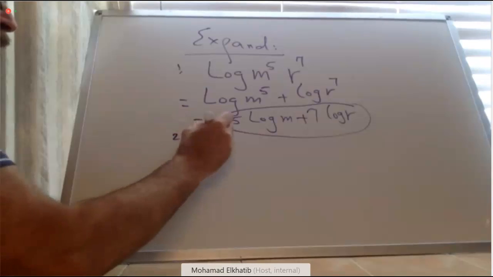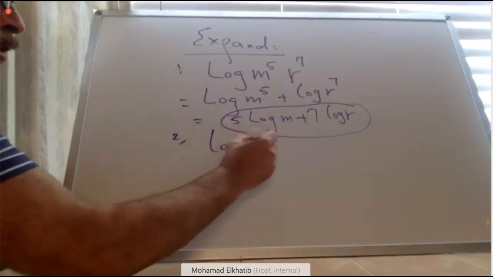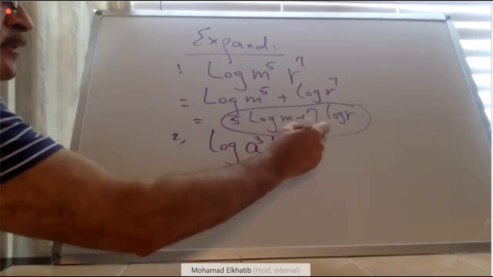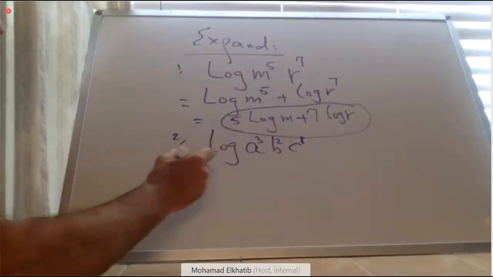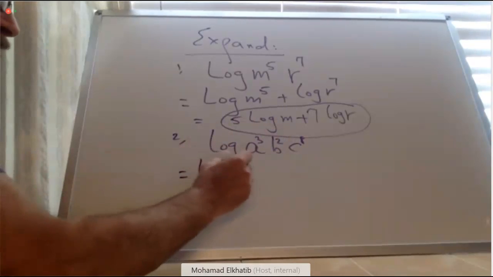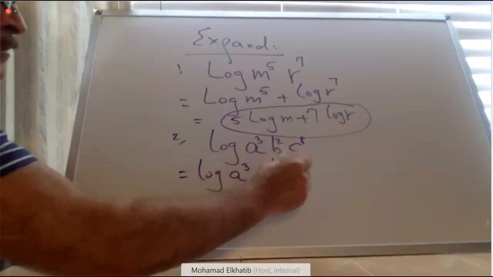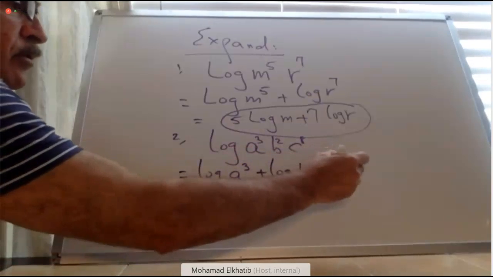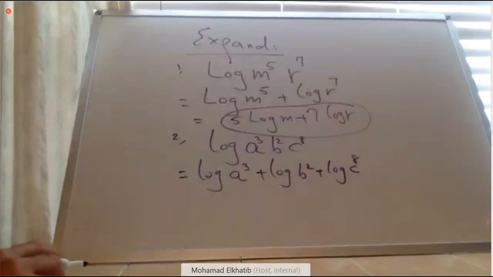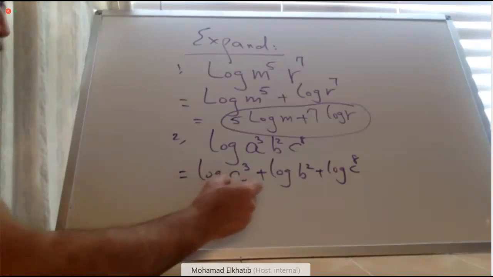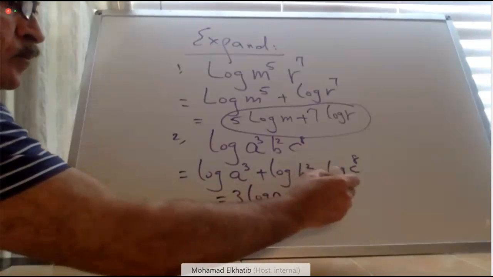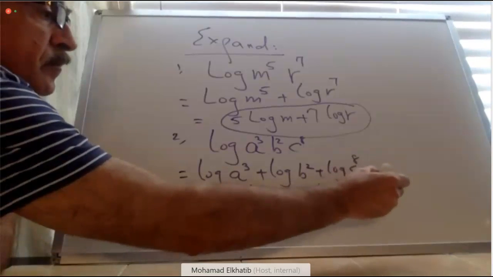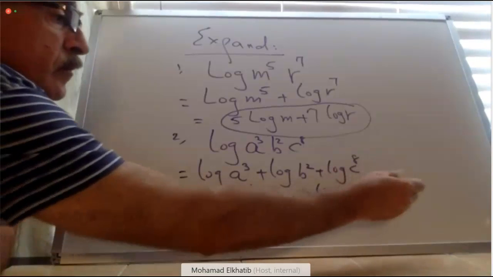Okay, let's give you another example. Let's say I have log a to the 3rd, b to the 2nd, c to the 8th. How can I expand it? All these three letters are multiplied by each other. So it would be log the 1st plus log the 2nd plus log the 3rd term. That's what property 1 tells me. I can expand, so you use property 3 always at the end, where you bring the exponent to the front. That would be my answer.